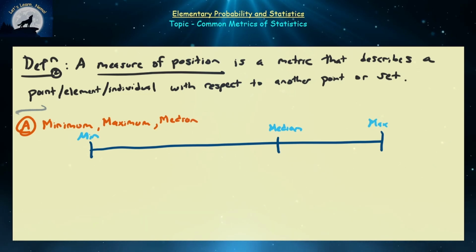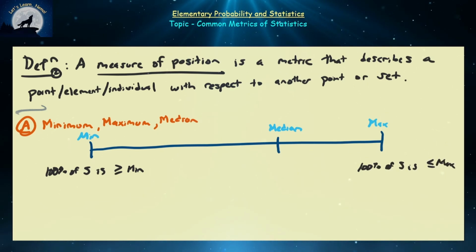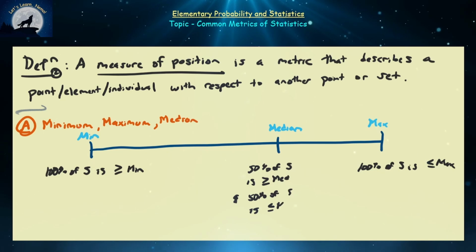Keep in mind the data set S. 100% of S is greater than or equal to the minimum, and 100% of S is less than or equal to the maximum. For the median, 50% of S is greater than or equal to the median, and also 50% of S is less than or equal to the median as well. So it goes both left and also right.